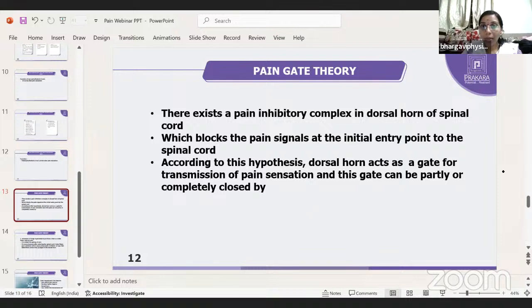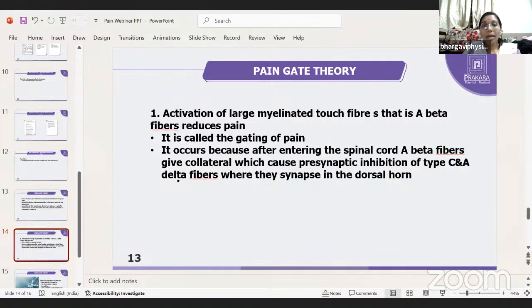So according to this theory, our dorsal horn acts as a gate for the transmission of the pain impulses. It can be closed partially, or else it can be closed completely also. Then, how is the gate closing, how is the inhibition of the impulses going to occur?